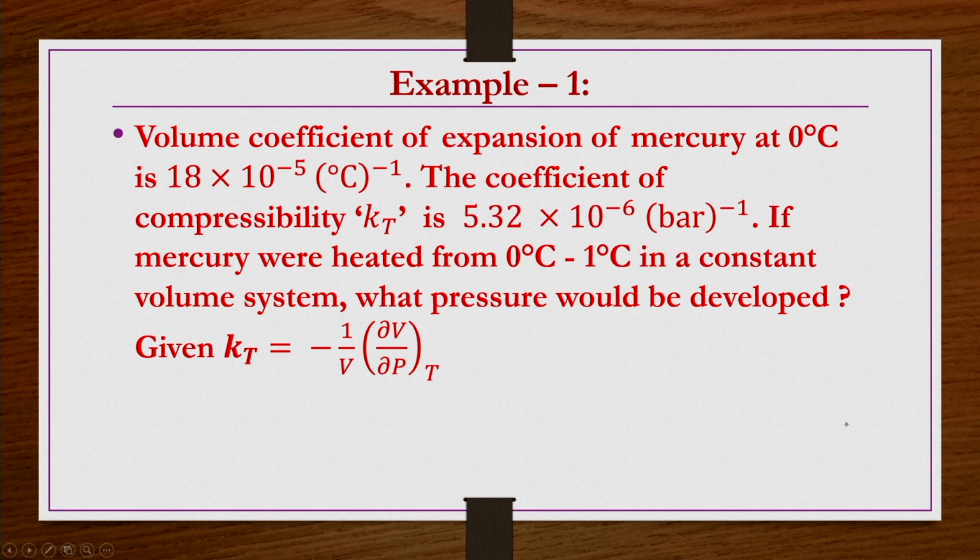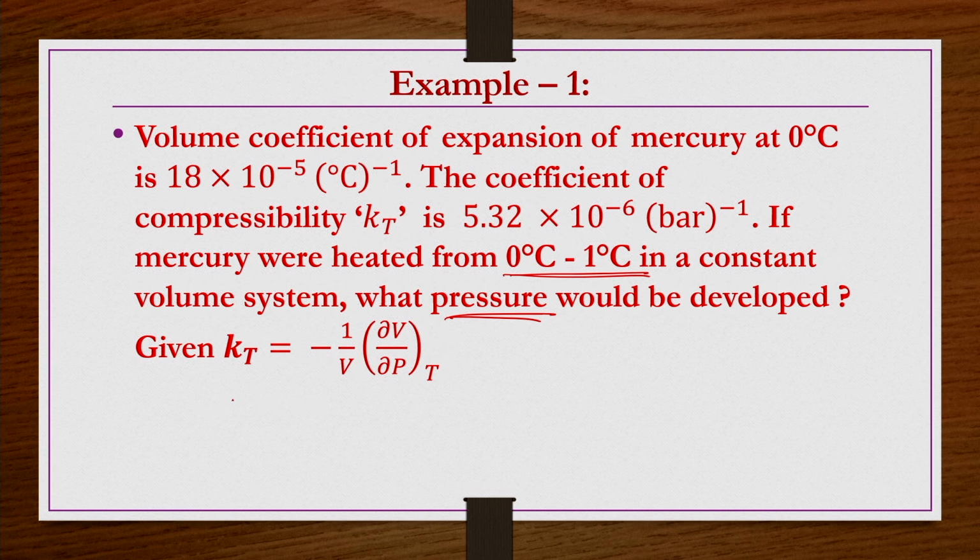The volume coefficient of expansion of mercury at 0 degree centigrade is given. The coefficient of compressibility Kt is also given. If mercury were heated from 0 degree centigrade to 1 degree centigrade in a constant volume system, how much pressure would be developed? That we have to find out.